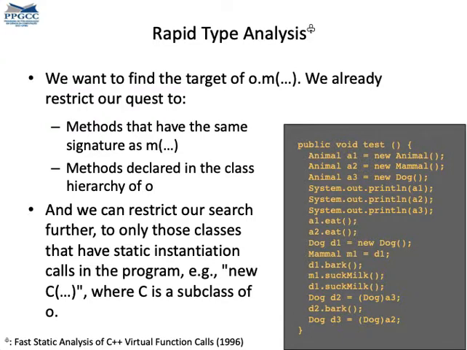And we can do even one thing more. Restrict the search only to those classes that are effectively instantiated in the program. So we end up constraining our search quite a lot. That's the key idea of the paper Fast Static Analysis of C++ Virtual Function Calls from 1996.